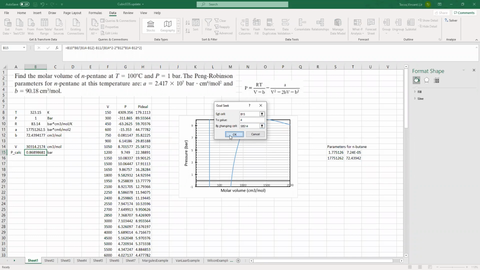value of V. So it's not exact, this is not going to give me an exact number, right? But I said it's about 4 bar. It's not exactly 4 bar.